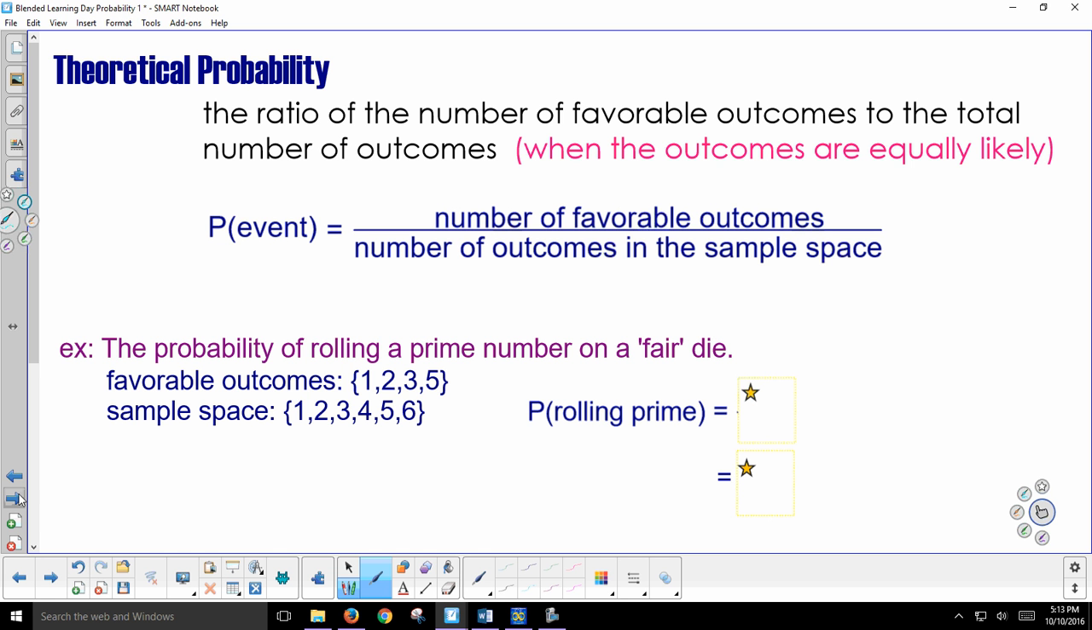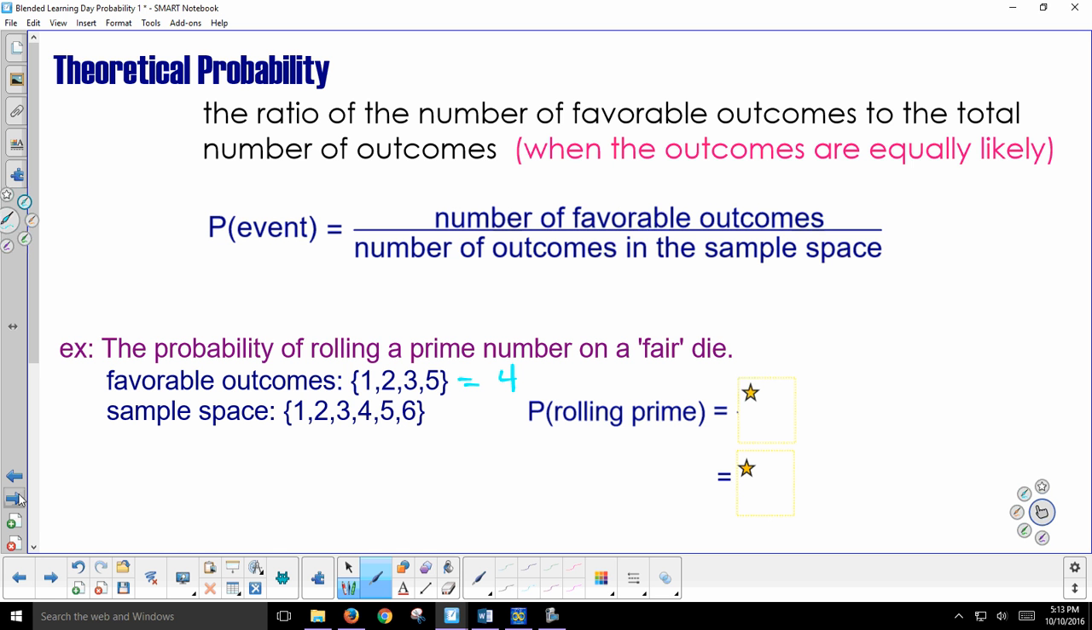2 is only divisible by itself and the number 1. 3 and 5, those are the prime numbers less than 6, because of course a die only goes up to 6. So 4 is divisible by 2 and 1 and 4, so it's not prime. 6 is divisible by 1, 2, 3, and 6, so it's not prime because it's divisible by too many things. So we have 4 favorable outcomes.